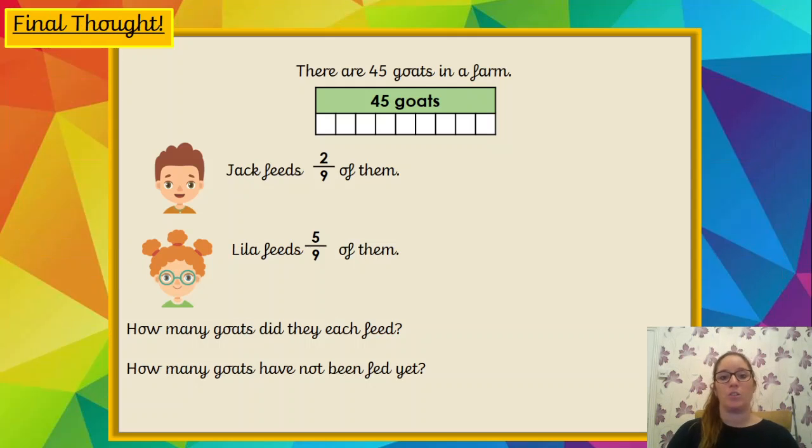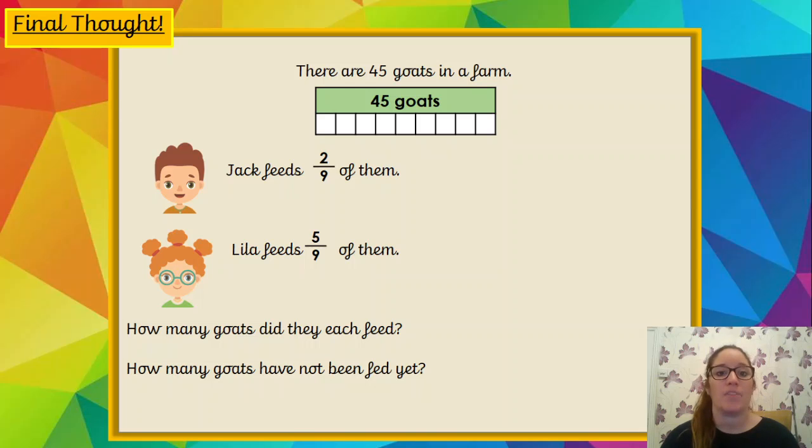Okay, final thought. There are 45 goats in a farm. Jack feeds 2/9 of them. Lila feeds 5/9 of them. How many goats did they each feed? How many goats have not been fed yet? Pause the video, have a discussion in the bubble, or if you're at home, see if you can calculate the answers and come back and I can tell you.